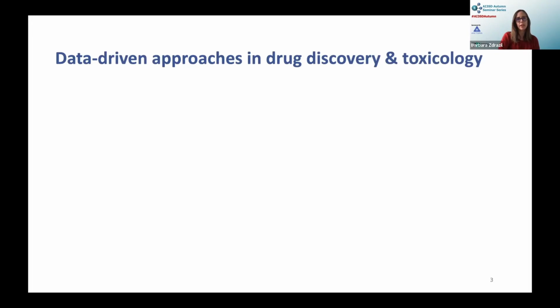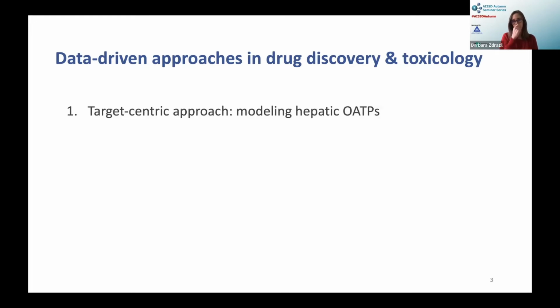So what we are actually doing are two types of approaches, and I want to bring you an example for each of them. The first one is really focusing on more target-centric approaches. What we are doing here is, for instance, looking at hepatic organic anion transporting polypeptides. So that's the research question at hand that I want to show you, where we applied both ligand- and structure-based modeling for elucidating ligand binding and selectivity.